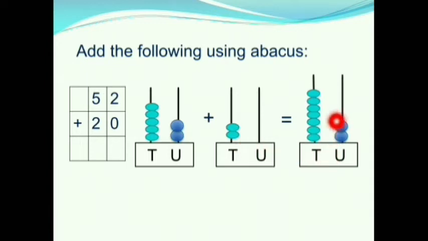Now we have 2 bits in units place. So we will write 2 in units place. Now we have 7 bits in tens place. So we will write 7 in tens place. Therefore, the sum of 52 and 20 is 72.